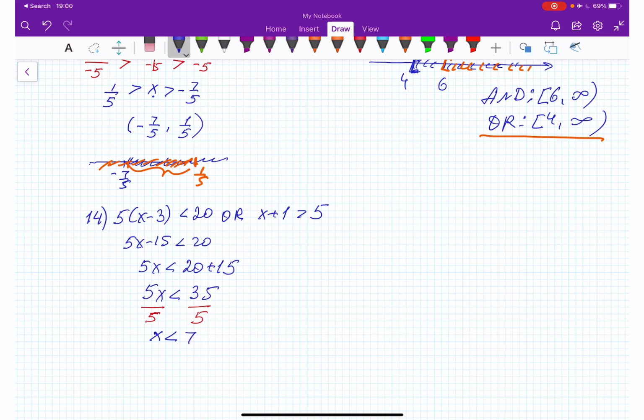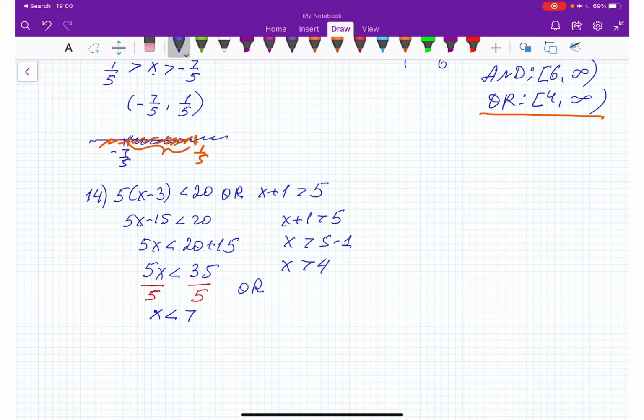Next one, x plus 1 greater than 5. x is greater than 5 minus 1, x is greater than 4. So it's going to be x is either less than 7 or x is greater than 4. Let's see what is going to be the solution here. This is 7, less than 7, and it's all the way to infinity, right? And this is 4. It's going to go greater than 4 all the way to infinity.